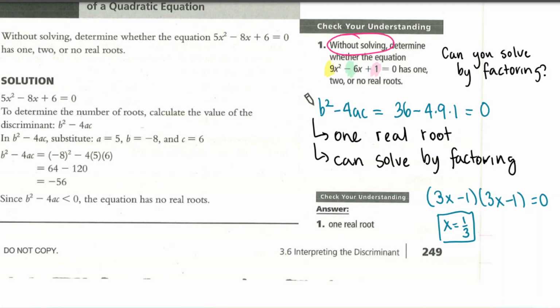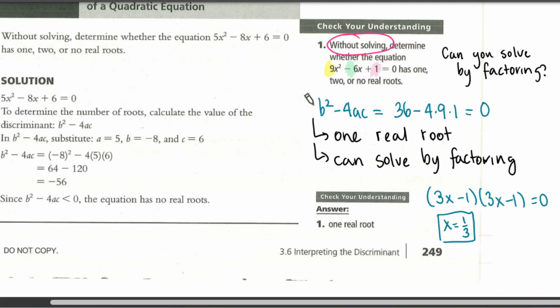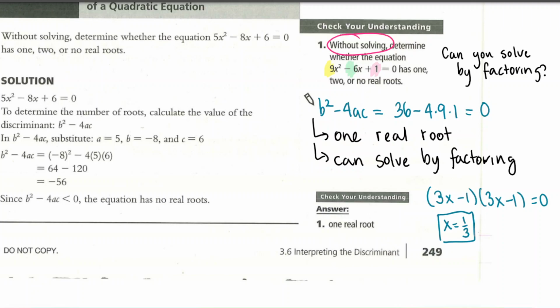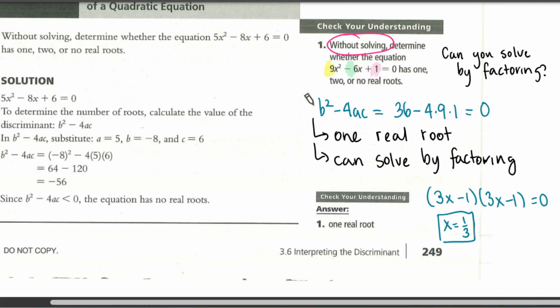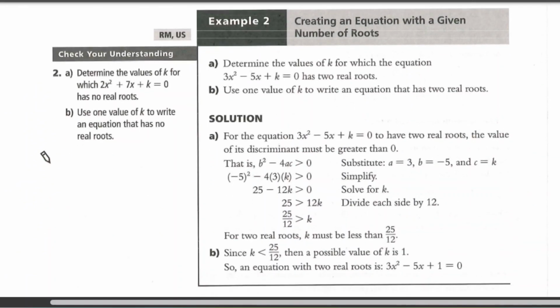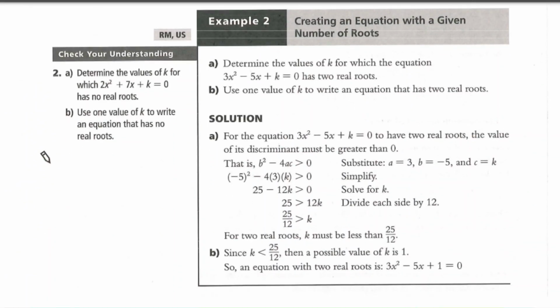Okay, so calculating the discriminant tells us a lot. It tells us about how many solutions there are, what types of solutions there are, and what method you could use to solve. Okay, let's go ahead and do one more example. This one says determine the values for k. So we don't know what k is here. Determine the values of k for which this equation has no real roots.